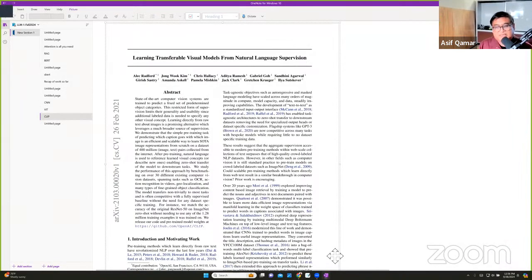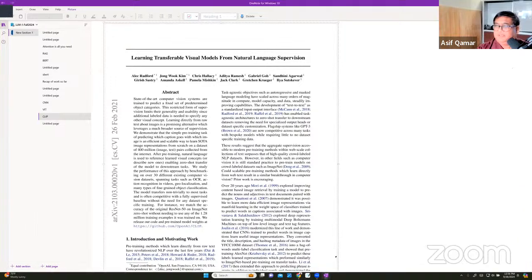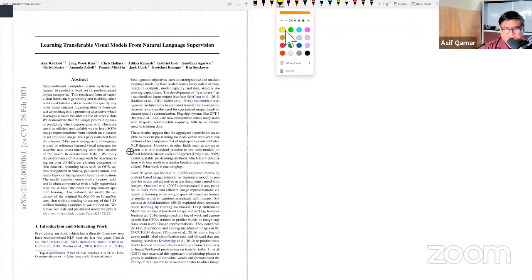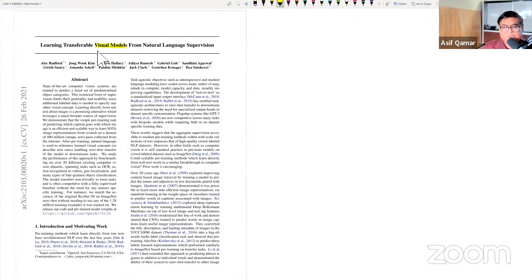So this paper is titled Learning Transferable Visual Models from Natural Language Supervision. There is a lot packed into the title. And so let us decompose this step by step and see what it means. We have to unpack it. What are visual models? We'll see as we do this.